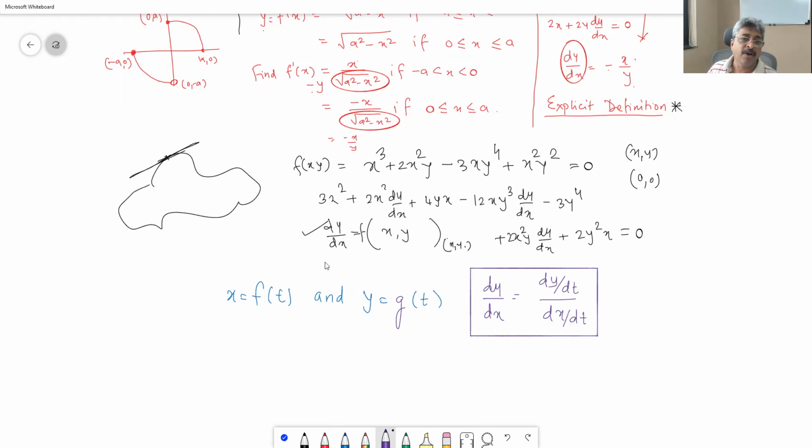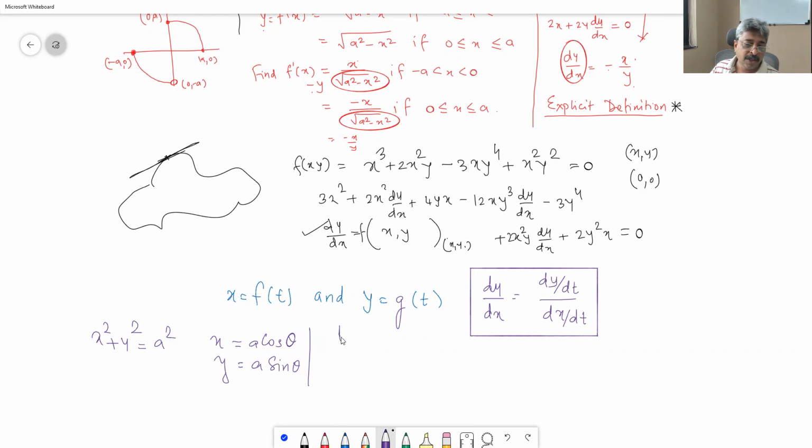So if we define now, okay, what is the parametric equation of the same circle? x square plus y square is equal to a square. x is equal to a cos theta and y is equal to a sin theta. This is what is parametric. So x is defined in terms of theta, y is defined in terms of theta, and now we want to find out dy by dx. Let us check with this.